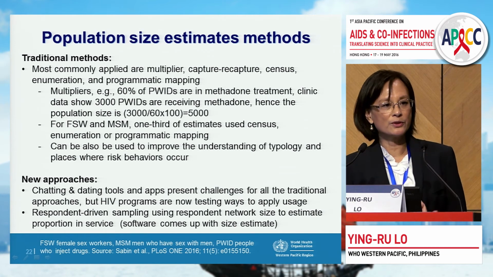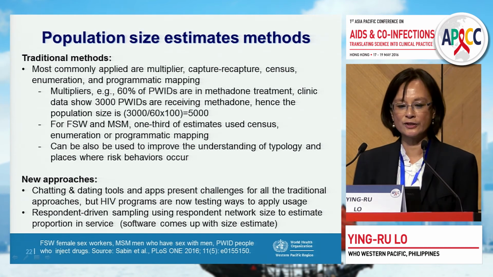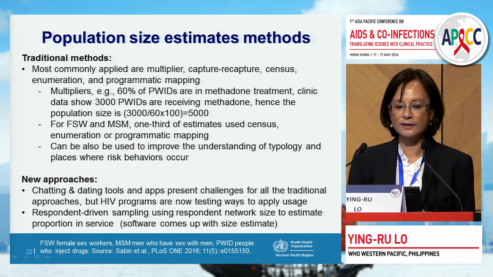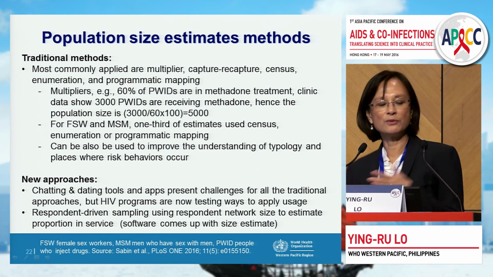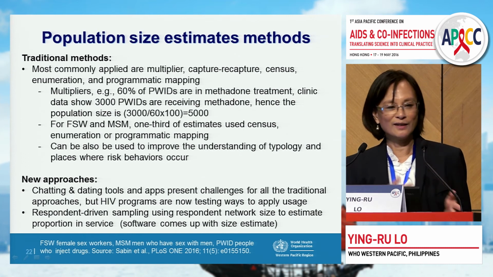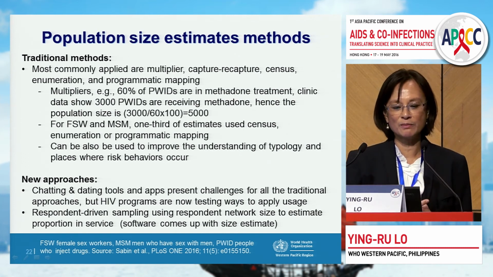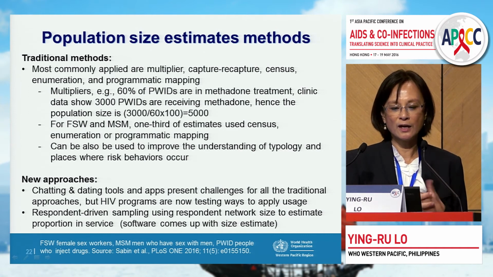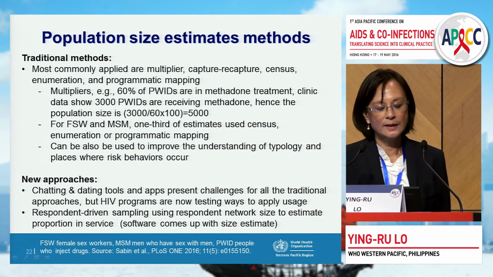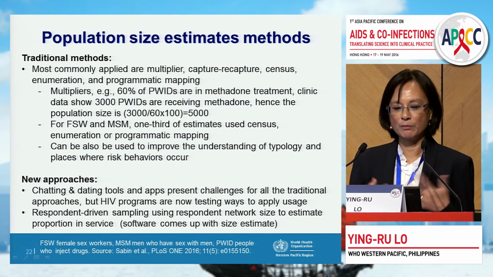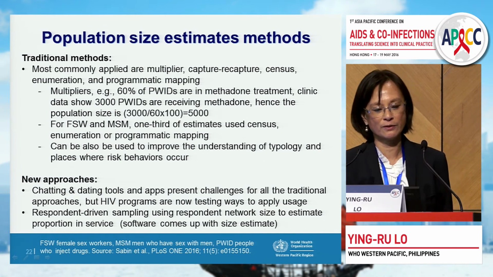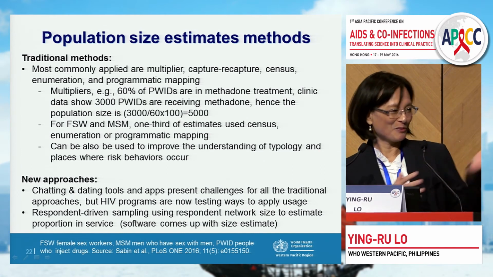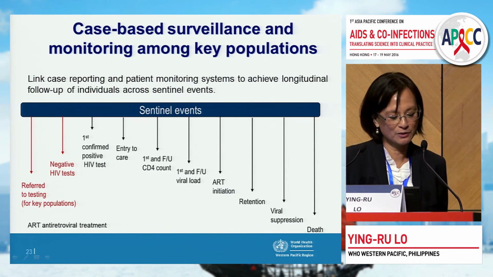So now epidemiologists are looking at new approaches. There are a lot of chatting sites, applications, and dating tools, and they present real challenges, but the pattern of communication, where people go, is changing. How do we include this new internet-based, web-based, and application-based communication and how do we use it for surveillance? And respondent-driven sampling, a more recent method, is used to estimate the respondent network size and to estimate the proportion in service. And there's a software which comes up, which I already mentioned before.